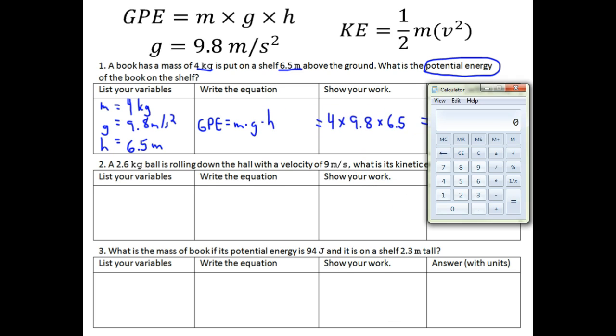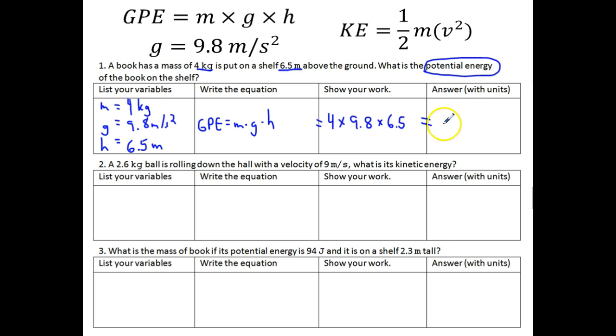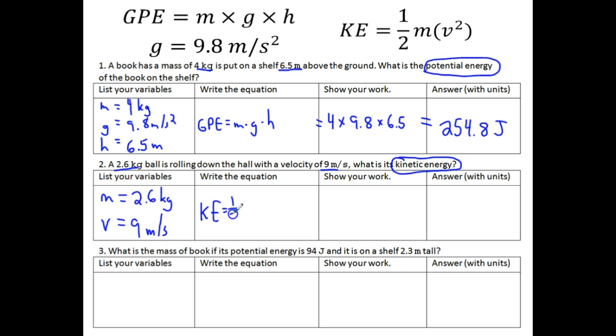Plugging in those numbers that I just wrote is going to give me 254.8 joules. So it's a measure of energy. Next one, I'm looking for kinetic energy. In this case, I only need two variables, the mass and the velocity. The mass is 2.6 kilograms. The velocity is 9 meters per second squared.